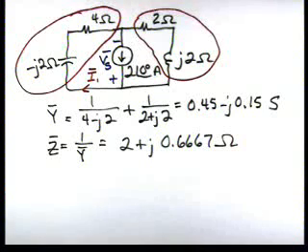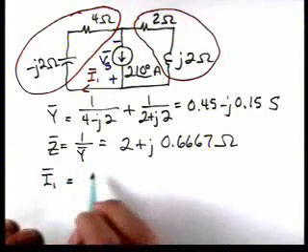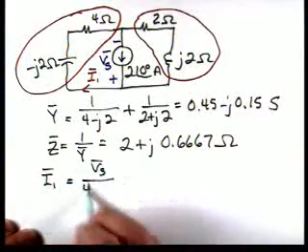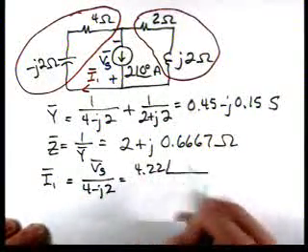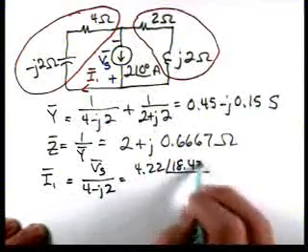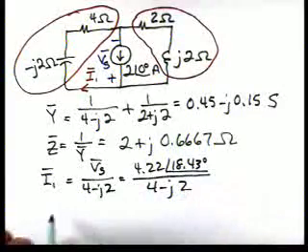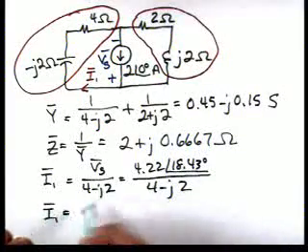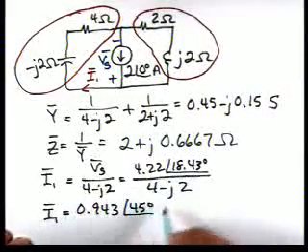Okay, doing our calculations, I1 then is Vs divided by 4 minus j2. So we have 4.22 at an angle of 18.43 degrees over 4 minus j2. So then I1 is 0.943 at an angle of 45 degrees.